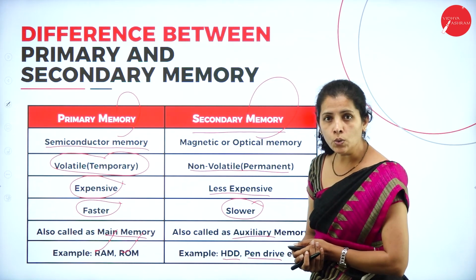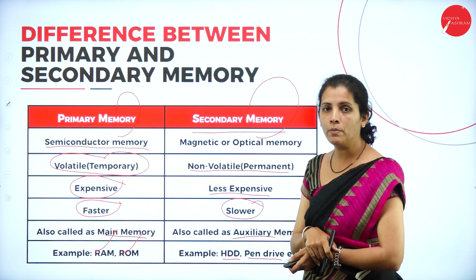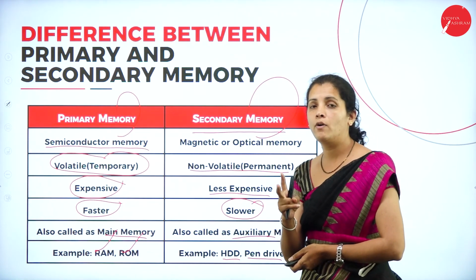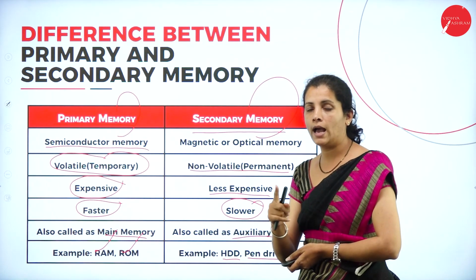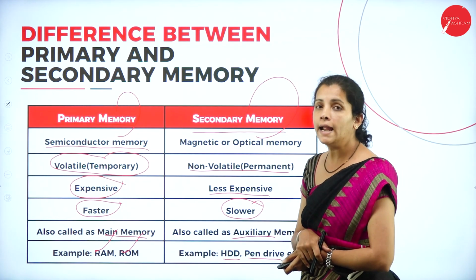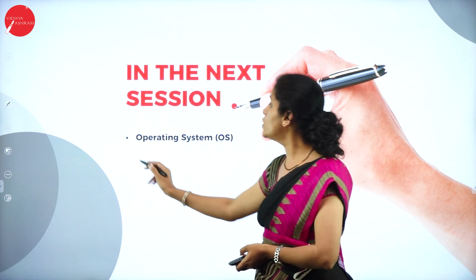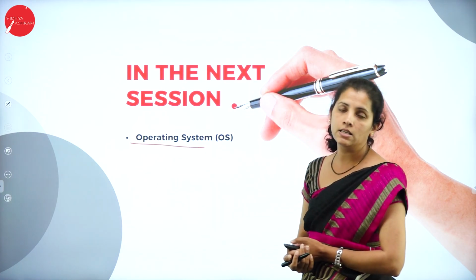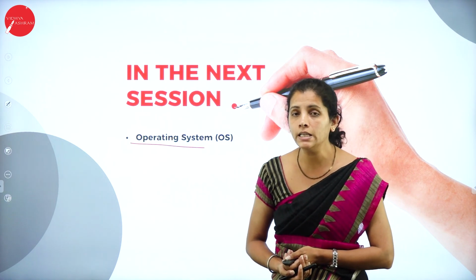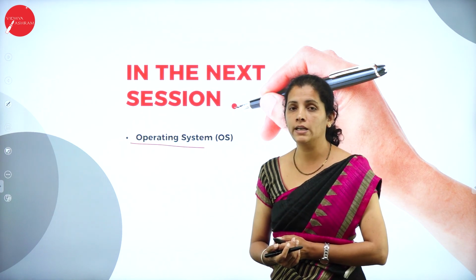Now, dear student, in today's session, I started with what is memory. Along with that, I have discussed the two types of memory, that is primary memory as well as secondary memory. Now, let's meet in the next session with a new concept, that is the operating system.